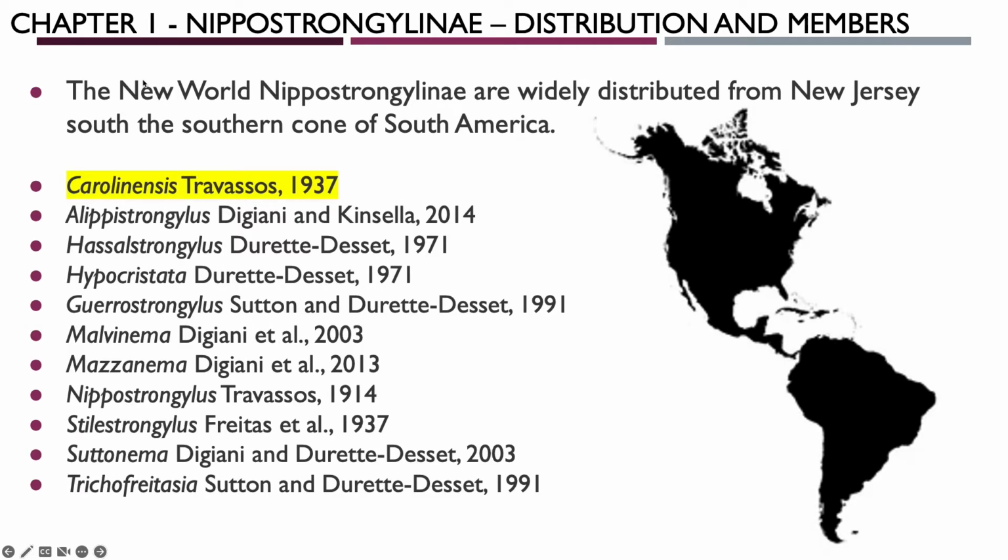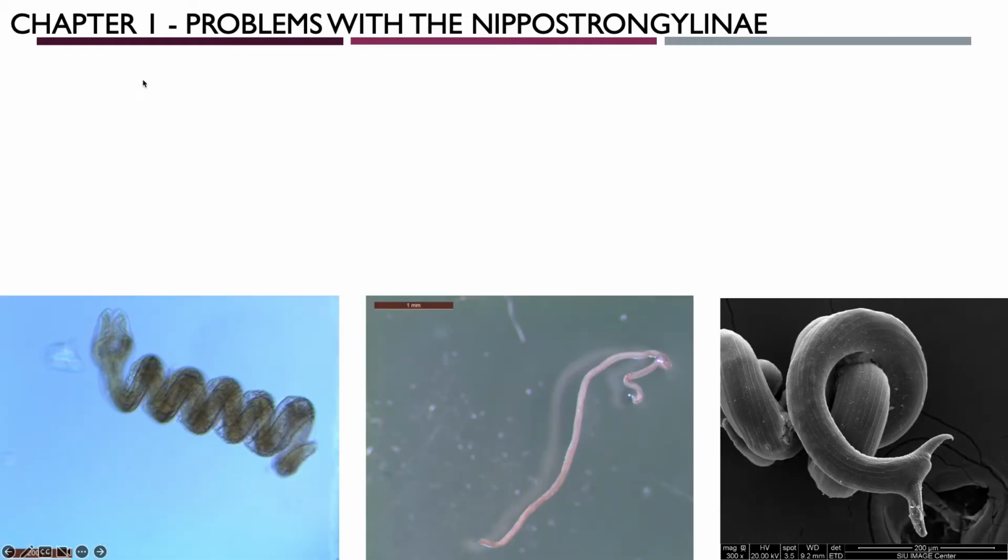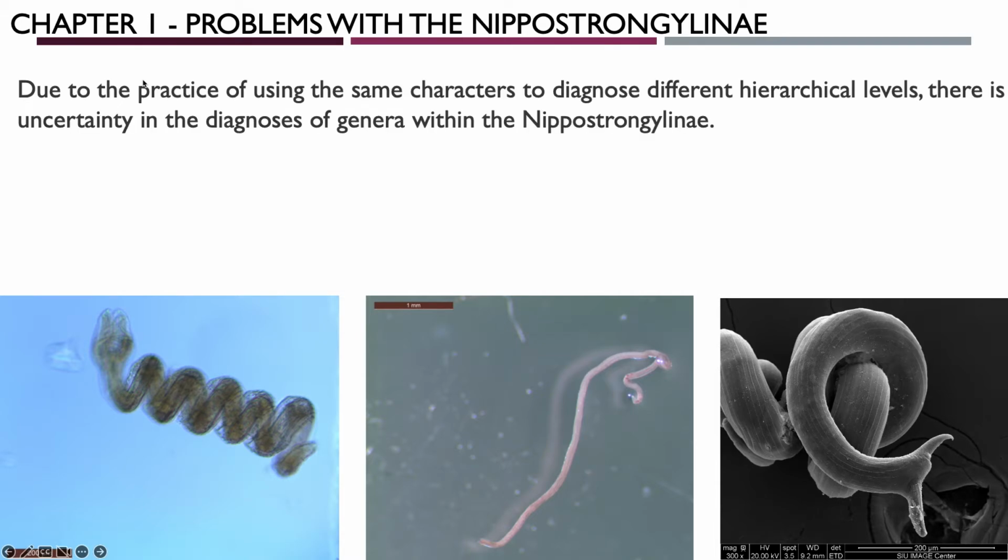So these guys are distributed through the New World. They are distributed from New Jersey down to the southern cone of South America. And here are the currently described genera that we are seeing in this group. But there are problems. Due to the practice of using the same characters to diagnose different hierarchical levels, there is uncertainty in the diagnosis of the genera within the Nippostrongylinae. What does this mean?